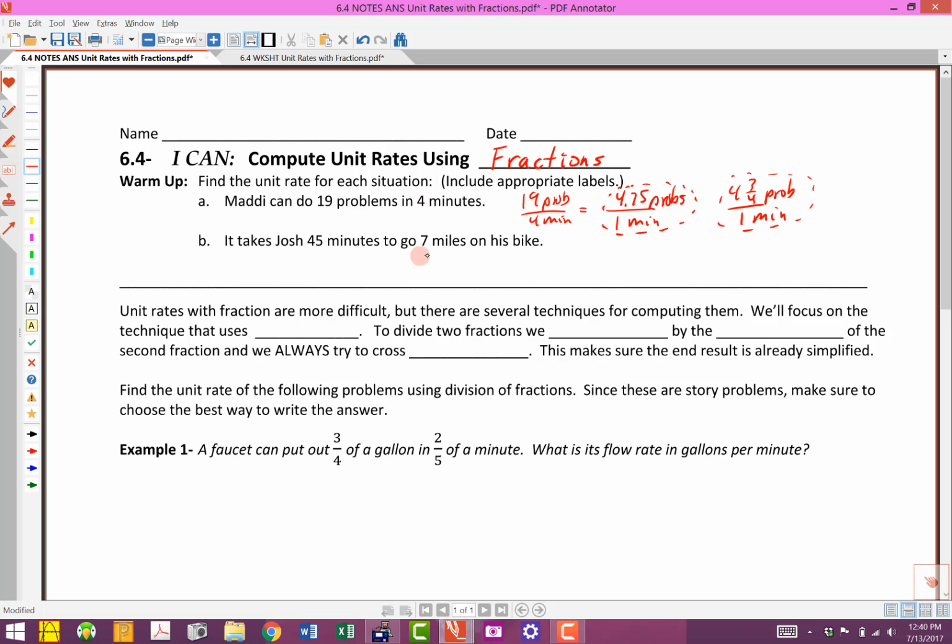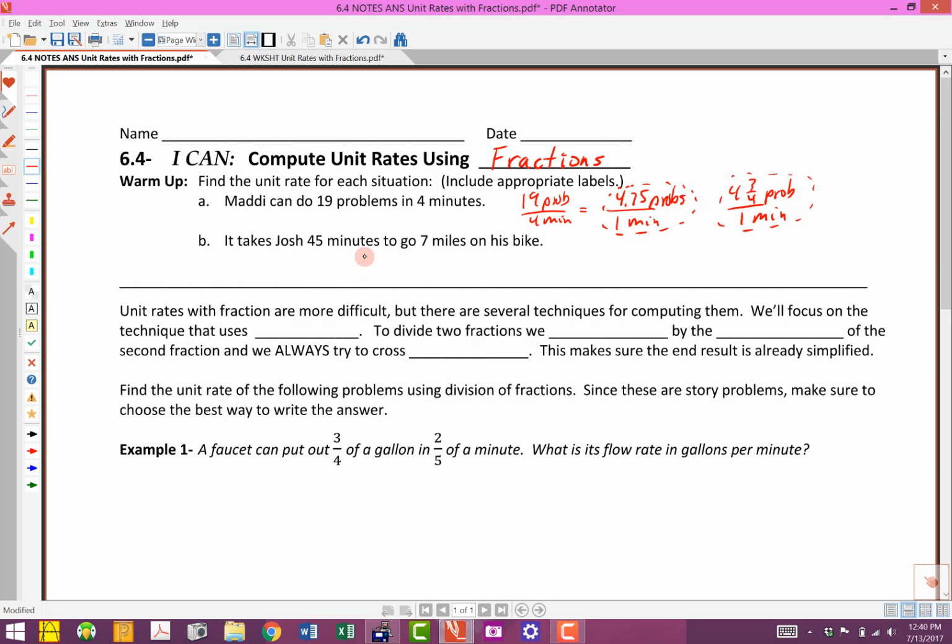And then Josh takes 45 minutes to go 7 miles on his bike. So would we do miles per minute, or would we do minutes per mile? Well, if you know any bikers, some of them figure out how many miles per minute they go, but a lot of times they do minutes per mile. Like they can bike a 2-minute mile, or you can run a 5-minute mile. In gym class, a lot of times we're aiming for something under 12 minutes, so I can run the mile in 12 minutes. So it really doesn't matter on this one.